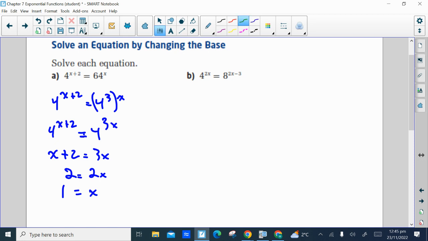Question B, in this case, you cannot write 8 with a base of 4. Sure, 4 times 2 is 8, but that's not a base of 4. In this case, you have to change both bases to a base of 2. 4 is 2 squared raised to the 2x. 8 is 2 cubed to the power 2x minus 3. This will be 2 to the 4x equals 2 to the 6x take away 9.